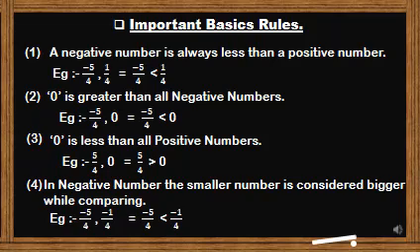Now our last one. Among negative numbers, the number that is smaller in value without the sign is considered bigger while comparing. Example, minus 5 upon 4 and minus 1 upon 4. Here 5 is greater and 1 is lesser, but both numbers are in negative form. So minus 1 will be greater than minus 5. In this, among negative numbers, the one which looks greater is considered smaller. Means minus 1 is greater than minus 2.